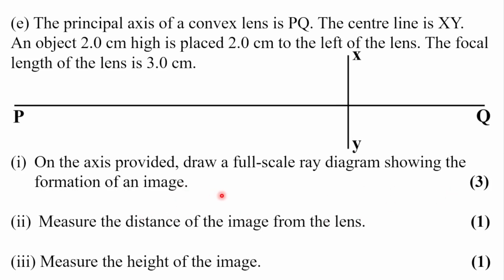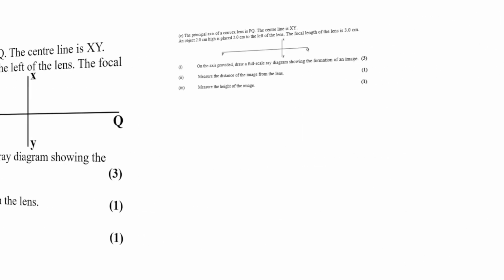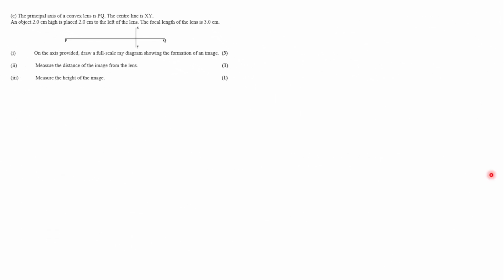So I'm not going to do all of this together. Part 2 is to measure the distance of the image from the lens, and part 3 is to measure the height of the image. So I'm going to use this opportunity to run through some basic things that you need to know when it comes to lenses, especially convex lenses, in drawing objects and images. So watch this carefully.